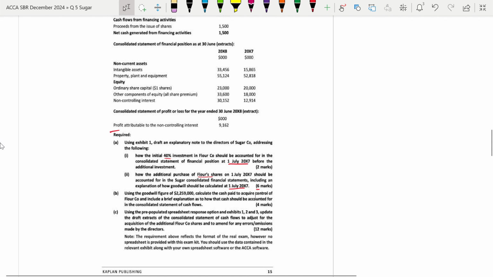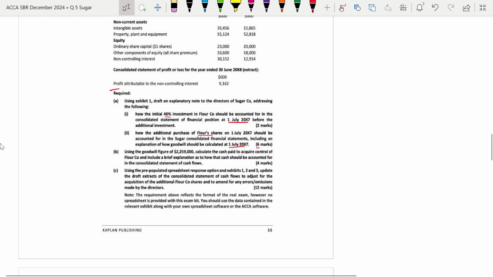How many marks are there? 8 marks total if we take. Using the goodwill figure of 2259, calculate cash paid to acquire control. Include a brief explanation of how the cash should be accounted in the consolidated statement of cash flow. Very, very important. You have the stepwise acquisition.